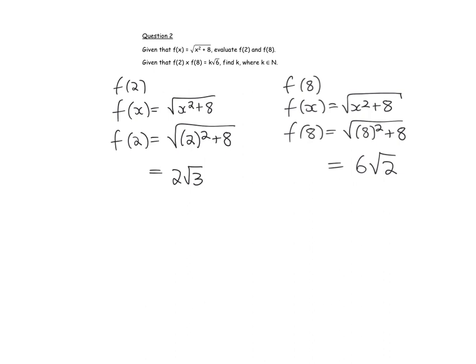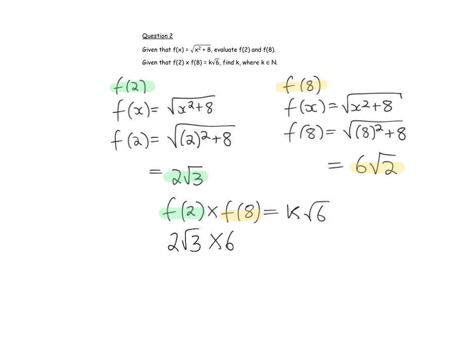And then the second part says, given that f of 2 multiplied by f of 8 is equal to k root 6, find k, where k is an element of N. So we have f of 2 by f of 8 is equal to k root 6, and they want us to find an answer. Now we can see that f of 2 we got here, and we got the answer of 2 root 3, and f of 8 is here, and we got the answer of 6 root 2. So writing that down, what we're going to get is 2 root 3 times 6 root 2 is equal to k root 6.